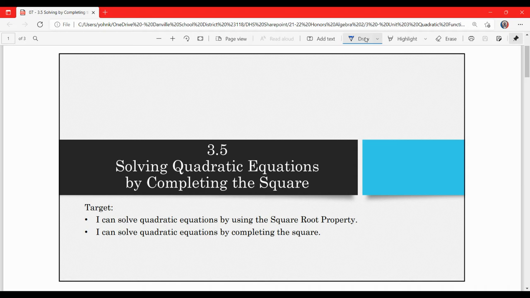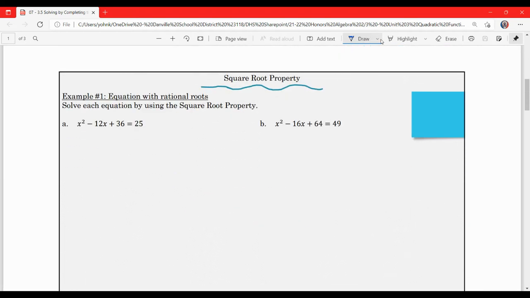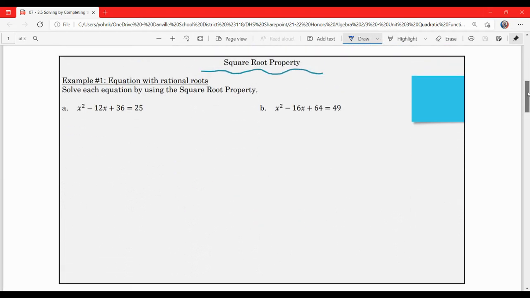Today I'm going to teach you how to solve quadratic equations by using the square root property and how to solve quadratic equations by completing the square. So first thing, let's talk about something called the square root property. The square root property allows you to take the square root of both sides in order to solve an equation.